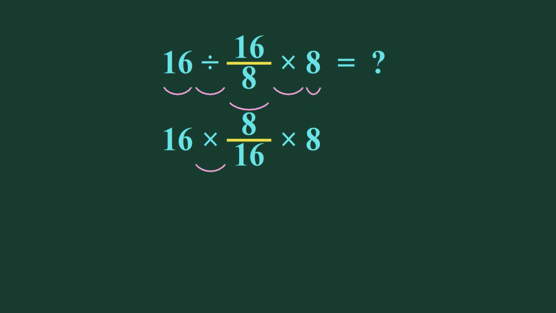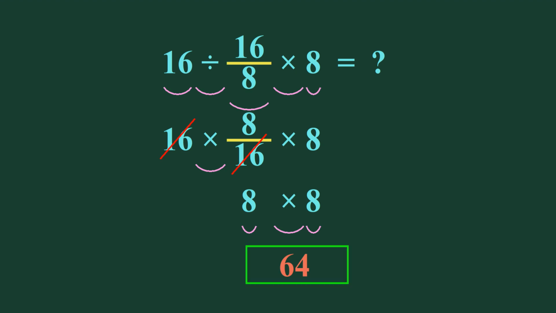First we do this multiplication. We can easily cancel this 16 and this 16, which gives 8. And here again, we have times 8. So here we have this 8 times 8, which equals 64. And this is our final answer to this problem.